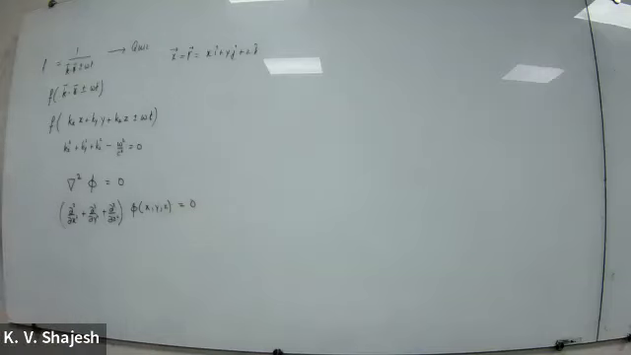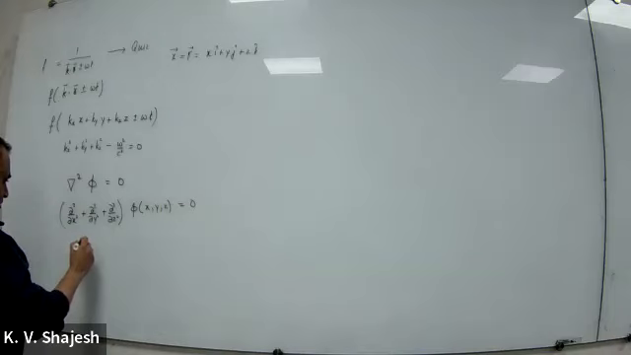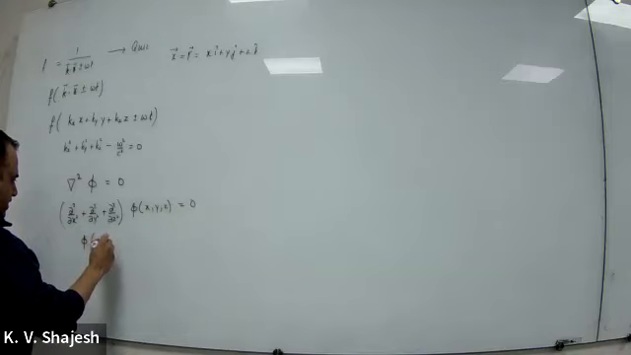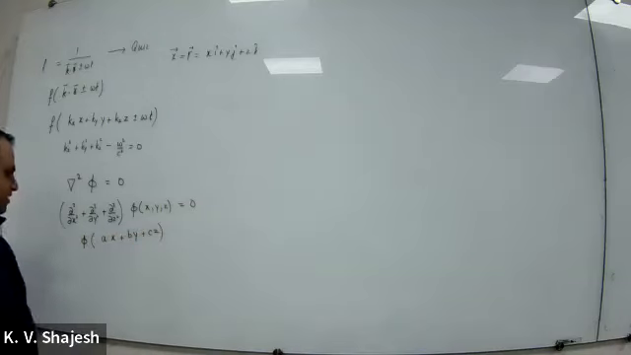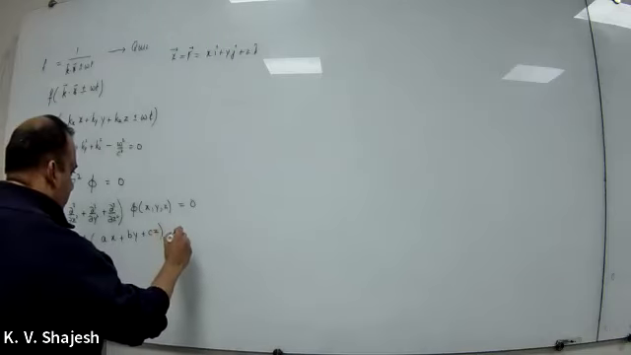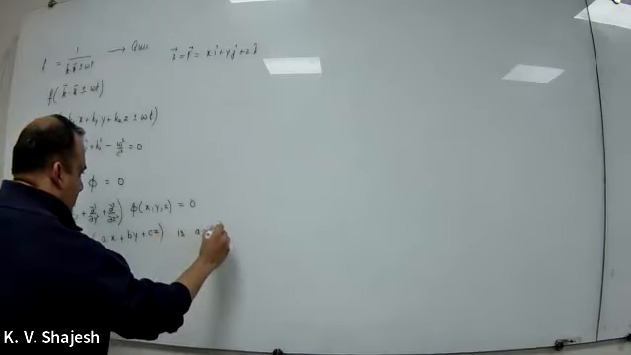What would be the most general solution for this? It is the same idea as that: f of k dot x, that's it. So any phi of the form ax plus by plus cz is a solution if, what's the condition?